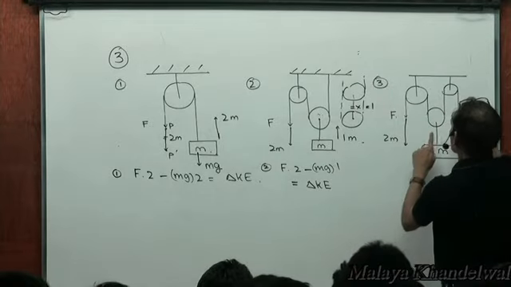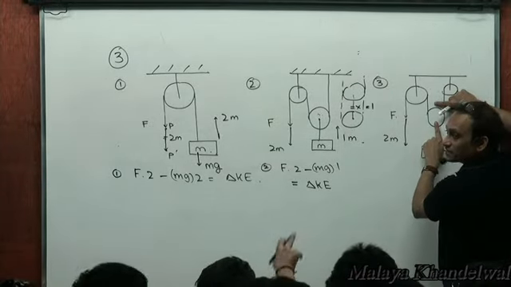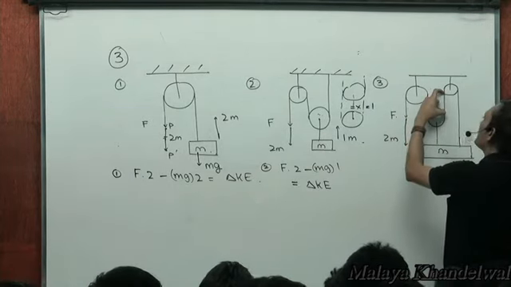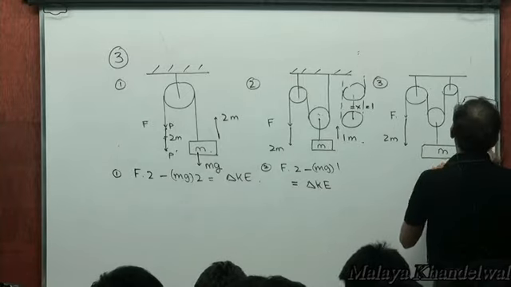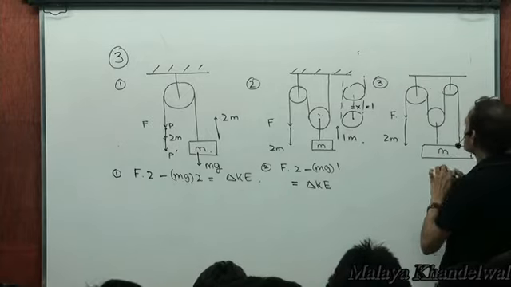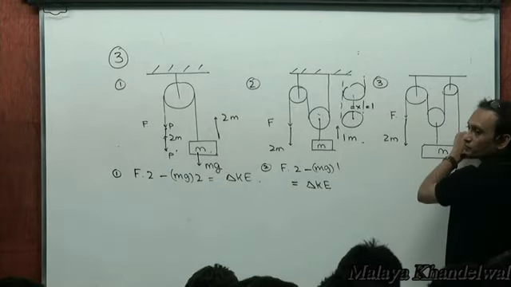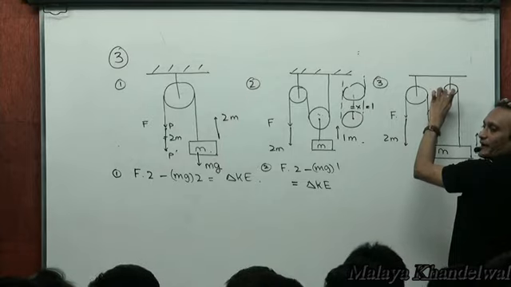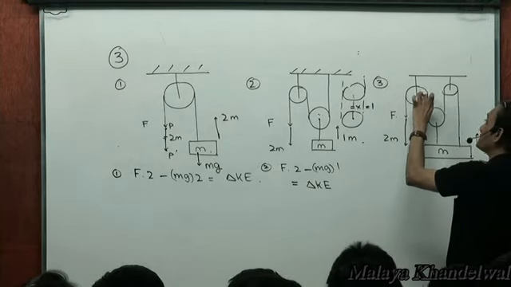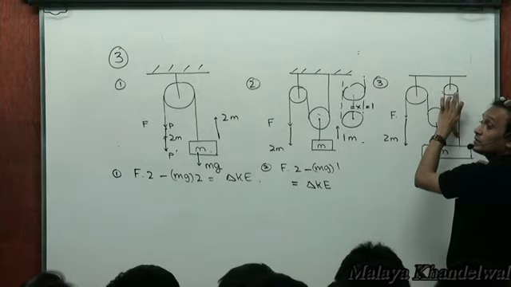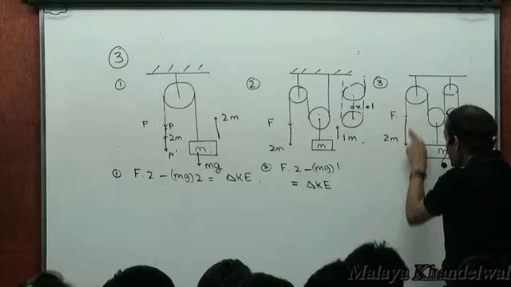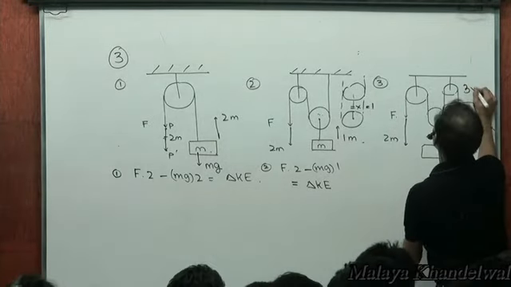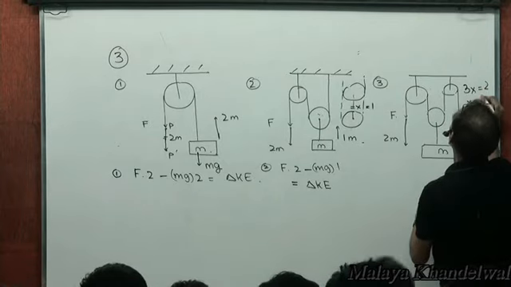do you realize that if this pulley moves up by x meters, this length will decrease by x, this length will decrease by x, and the mass is also moving up by x meters, isn't it? If this pulley moves up by x meters, this mass will also move up by x meters. So this length will decrease by x, this length will decrease by x, this length will decrease by x. That means this plus this plus this will decrease by 3x. Where did it go? It must have appeared here. That means 3x must be 2 meters. So 3x is 2 meters, x must be 2 by 3 of a meter.